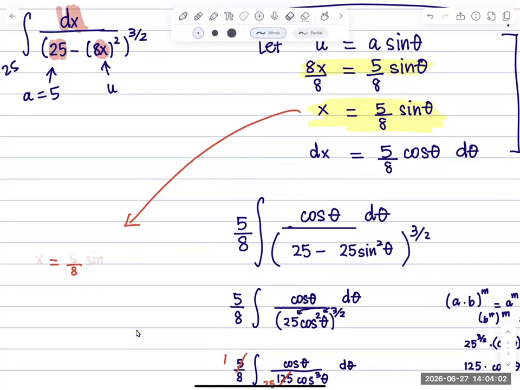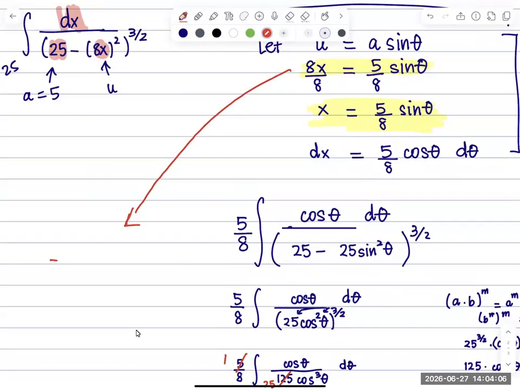Oh, I should not get it from here. I should get it from this line. So 8x equals 5 sine theta. And I'm going to isolate for sine theta. Then I have 8x over 5 is sine theta.